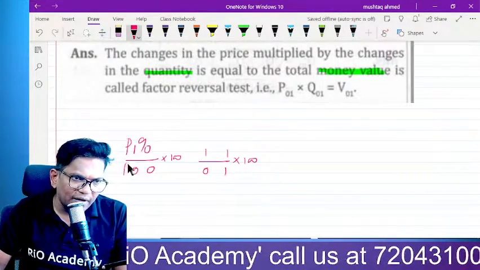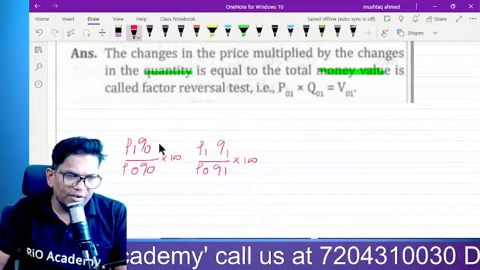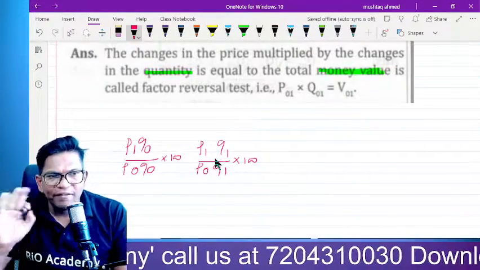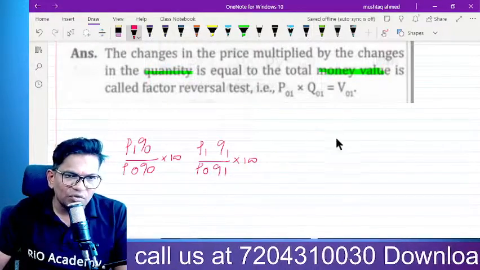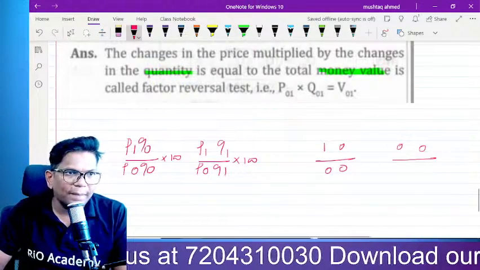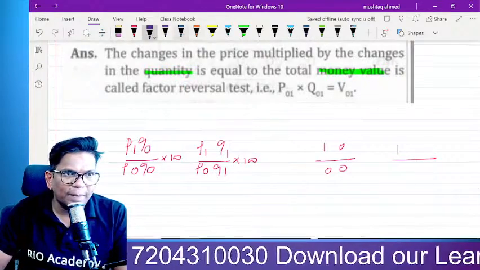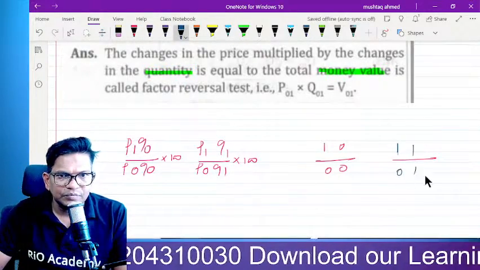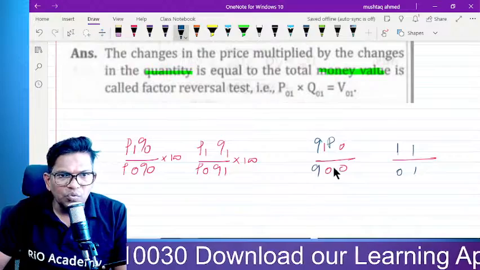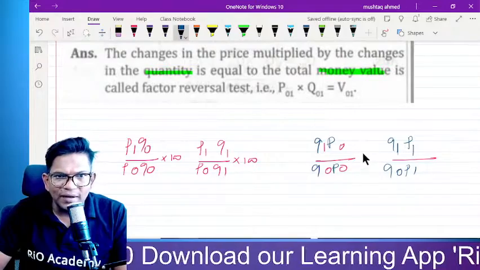Remember this, kids. Remember P naught, Q naught. Very simple, right? 10, 00, 11, 01 for everything. If it is the factor reversal test, same thing: 10, 00, 11, 01. If you change the factors, then Q, P, Q, P, same thing, QP. You have to multiply this with 100.